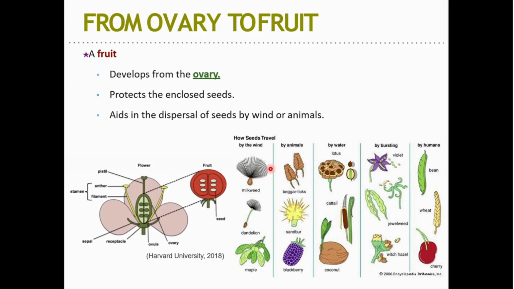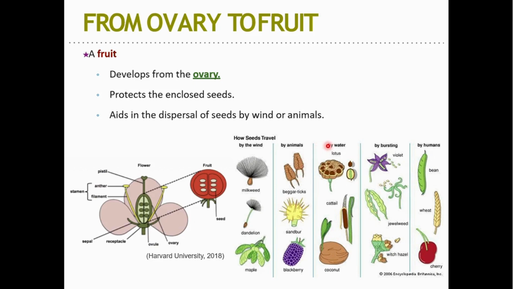The next figure shows how seeds travel. It can be by wind, for example milkweed, dandelion, and maple. Usually these seeds are feathery, thin, and lightweight to make it easier to be blown by wind. Or by animals, for example beggartick, sandbur, and blackberry. Usually these seeds have fine hooks or thorns on the surface to make it easier to stick to the body of the animals.